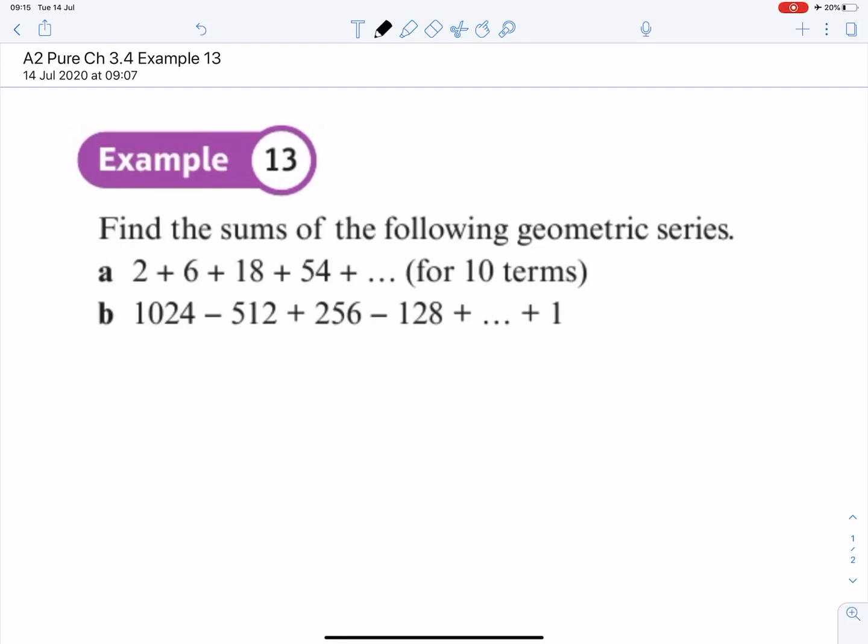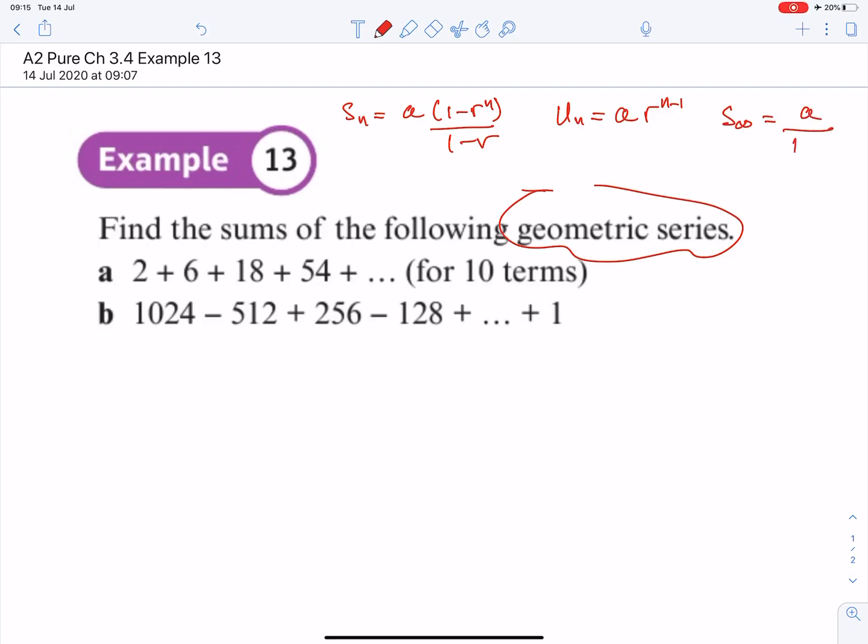So, chapter 3.4, example 13. Hopefully you've looked at the introduction so you know the equations that you need to know for a geometric series. So we should be thinking Sn equals a lots of 1 minus r to the n over 1 minus r. That's the sum of the first n terms. The nth term is a times r to the n minus 1, and the sum to infinity equals a over 1 minus r, provided the modulus of r is less than 1. So they're the key facts we need at the start of this question.